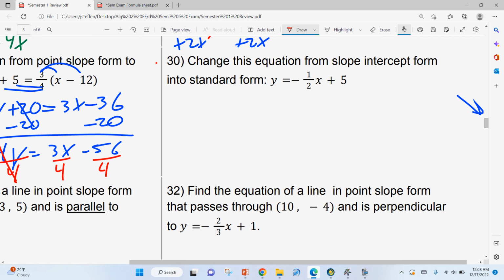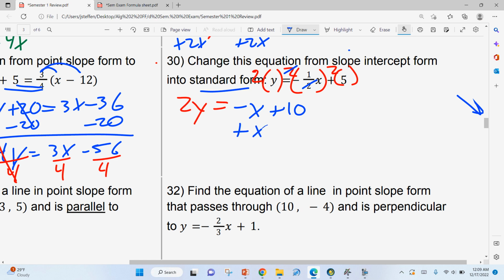Slope-intercept form to standard form, the biggest thing is you can have fractions. So the first thing, you don't have to do this first. You could add 1/2 x, but I don't like to deal with fractions. So I'm going to multiply everything by 2 first. So you have 2y is equal to, with your fraction, 2's cancel. That was the whole idea. So we have negative 1x plus 10. Now put it in standard form.